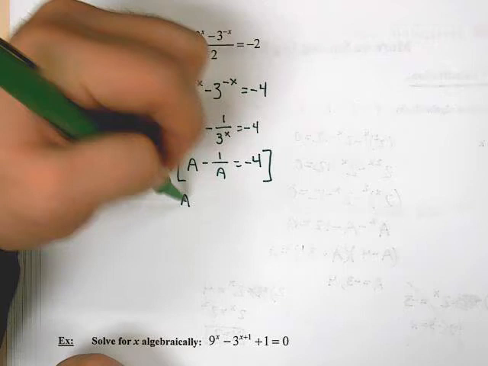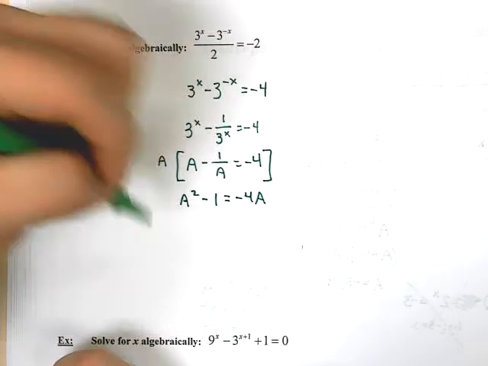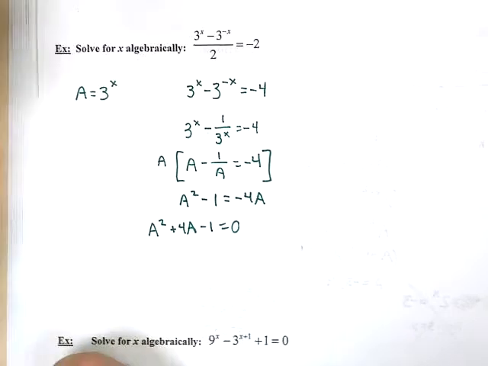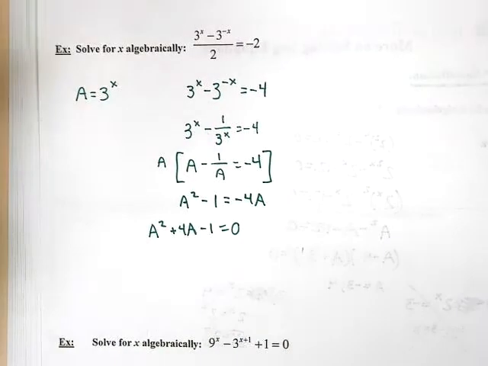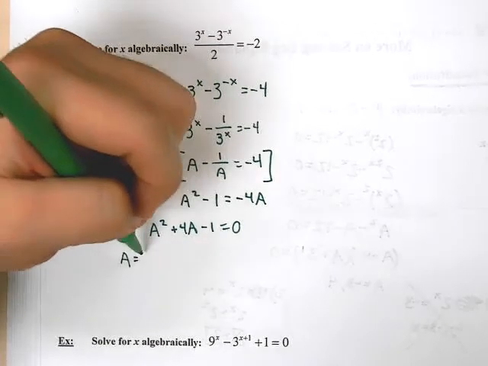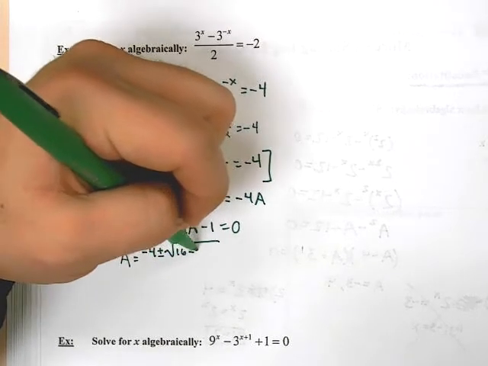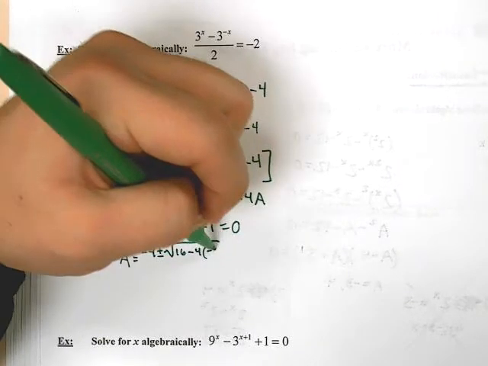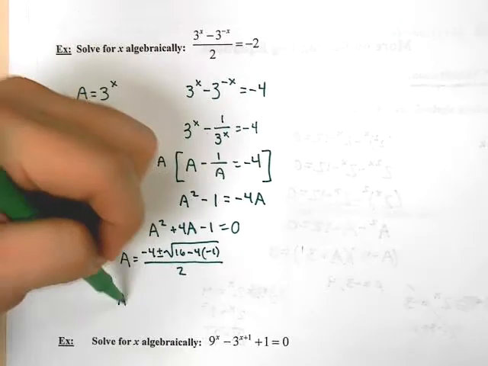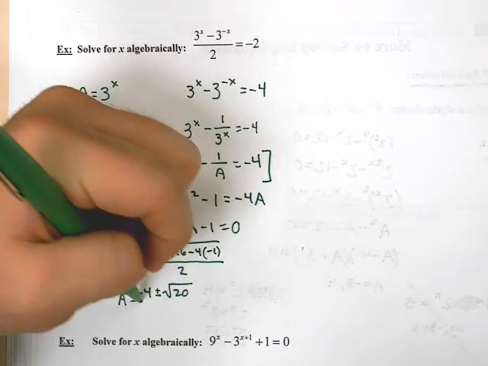Because now I have a squared minus 1 equals negative 4a, and oh my gosh, I have another quadratic. Perfect. Now, maybe not perfect, because I still have to use the quadratic formula, but something that we can do. All right, so here we go. a is equal to negative 4 plus or minus the square root of 4 squared, so 16, minus 4 times 1 times negative 1, all over 2 again. All right, we keep going. Negative 4 plus or minus the square root of 20 all over 2.